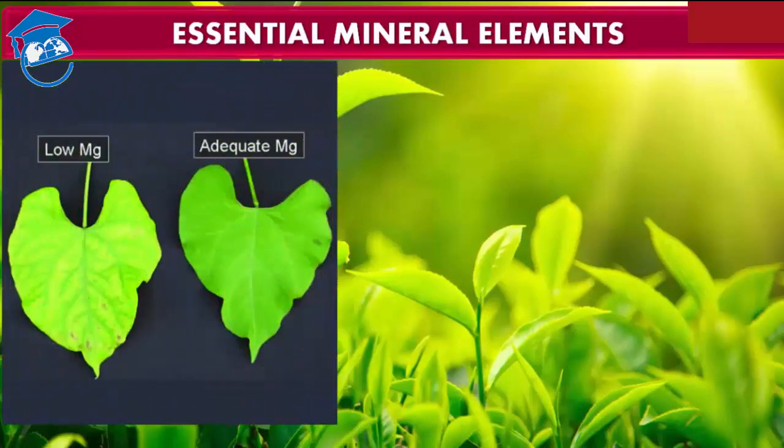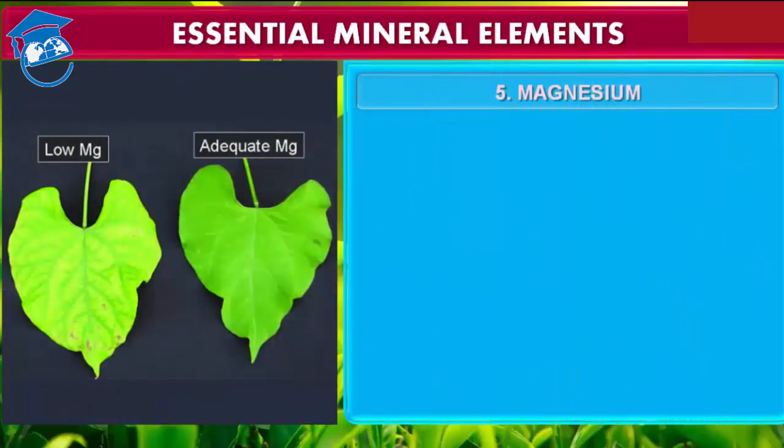Now come to magnesium. It is absorbed by the plant as the divalent magnesium ion, Mg2+. This is the plant leaf with deficiency of magnesium, and this is the plant leaf with sufficient magnesium.